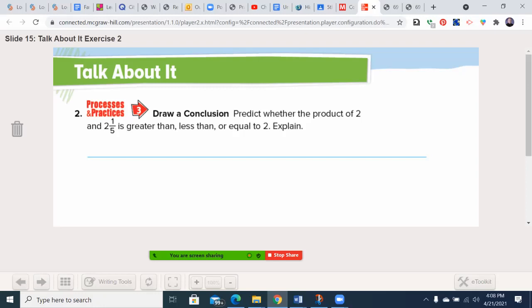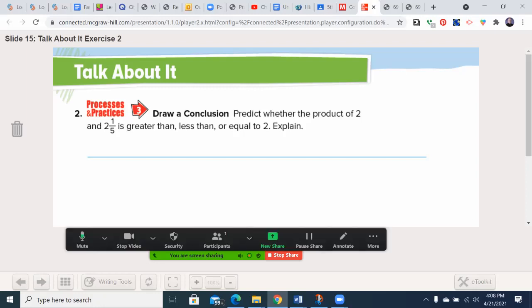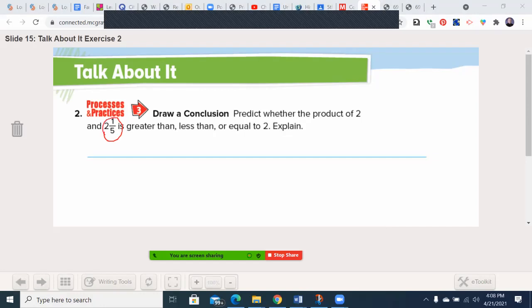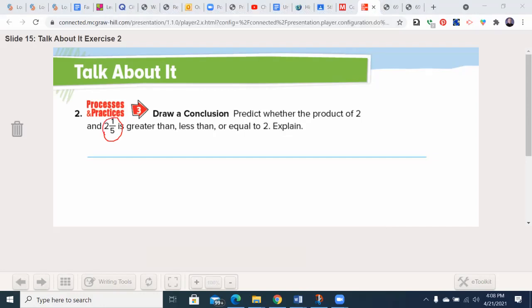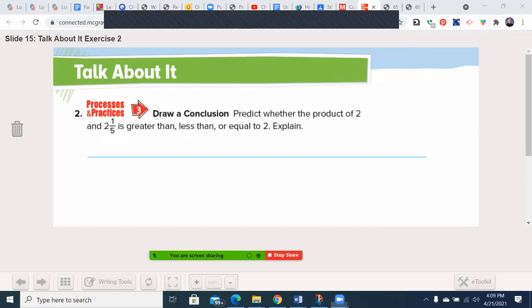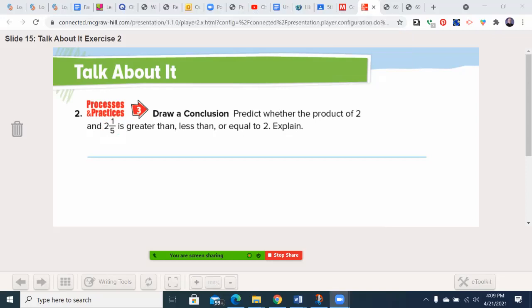Next, the product of 2 and 2 1/5 is greater than, less than, or equal to 2? 2 1/5 is greater than 1. So I know that now I'm going to end up with 4 2/5, which is definitely greater than 2. And you could answer, 2 1/5 is greater than 1. That's your explanation.